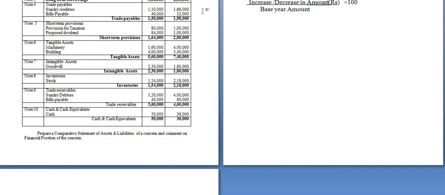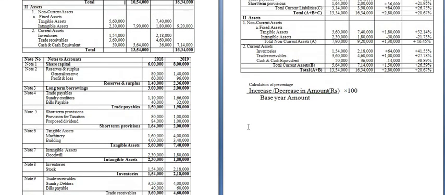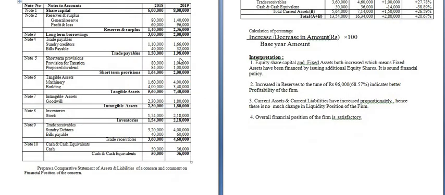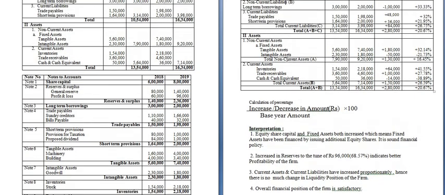Now next one is, after preparing the comparative statement of assets and liabilities of a concern, we have to comment on the financial position of the concern. So based on the comparative balance sheet, we have to comment on the financial position of the firm. So right here, interpretation. So these are the interpretations on the comparative balance sheet.